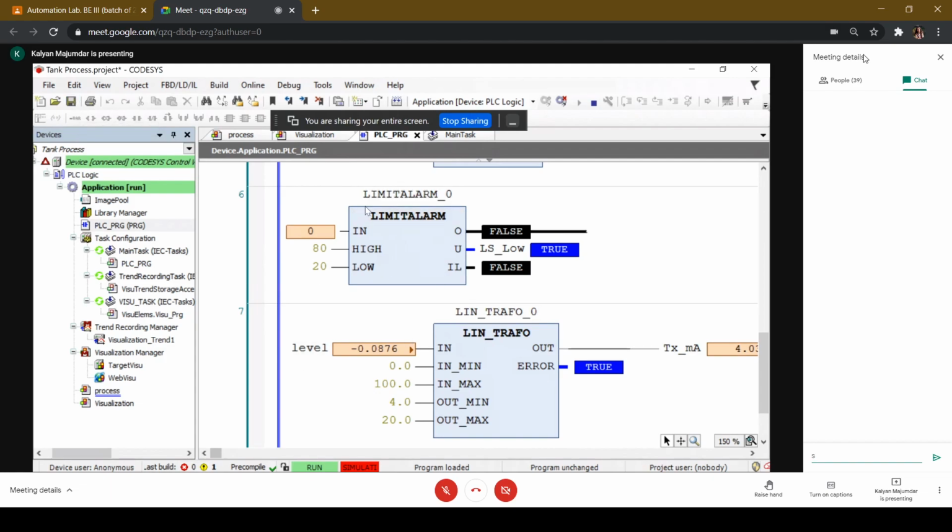Now what does this function do, limit alarm? There's an input variable, there is a high range, there is a low range. Remember what I'm trying to do is I have implemented the tank using an integrator. Now you're going to simulate the two sensors.